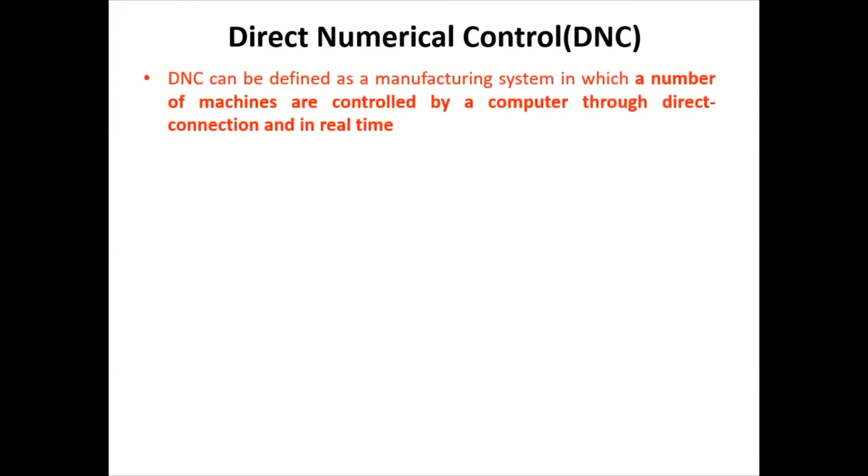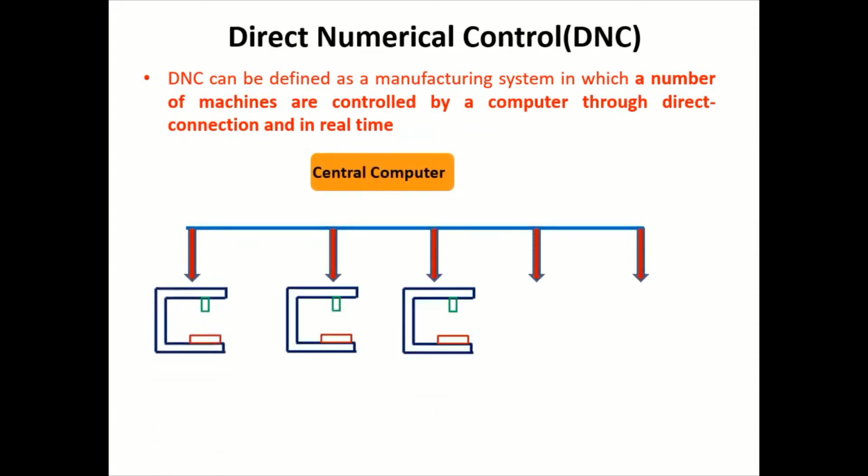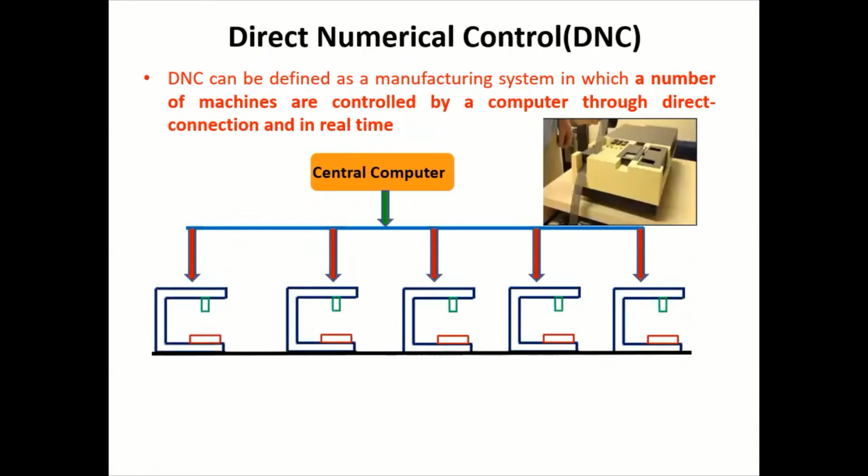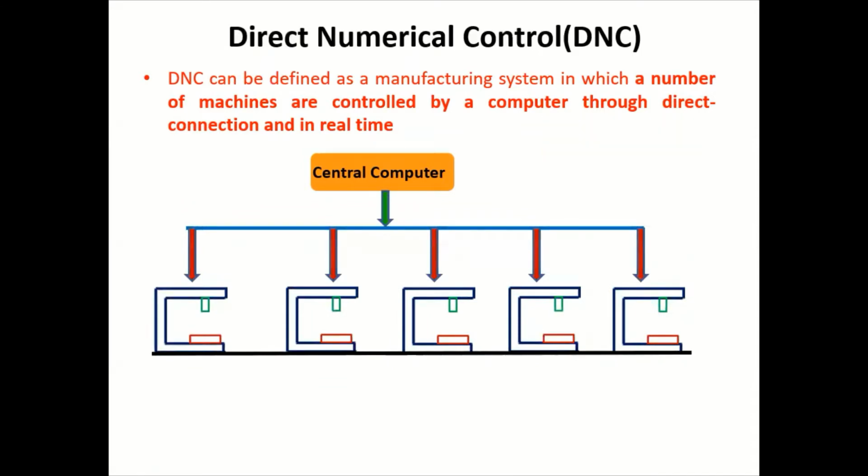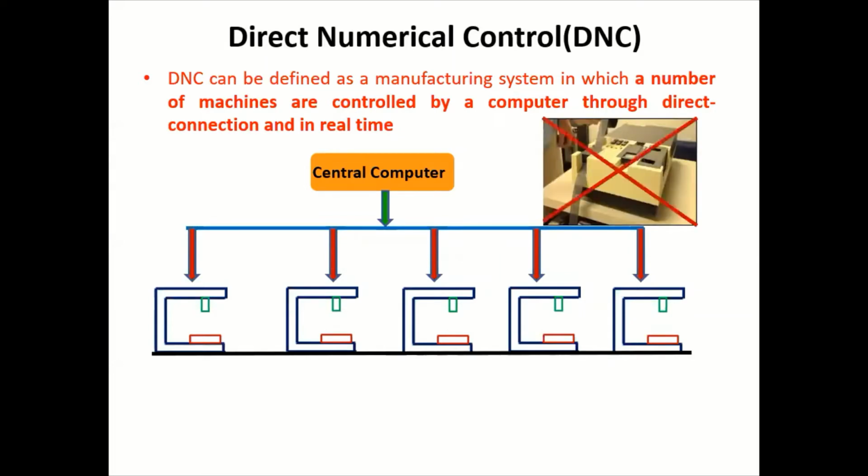So DNC can be defined as a manufacturing system in which a number of machines are controlled by a computer through direct connection and in real time. For that we need a dedicated central computer, and a number of machines are connected to the central computer through the communication line. In DNC, we are not using any punch tape or tape reader.